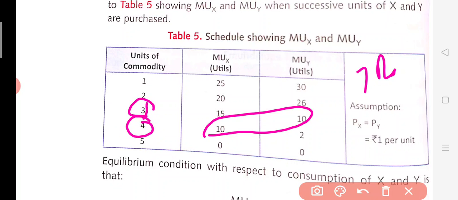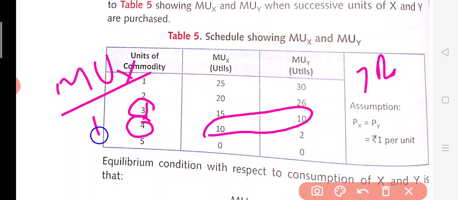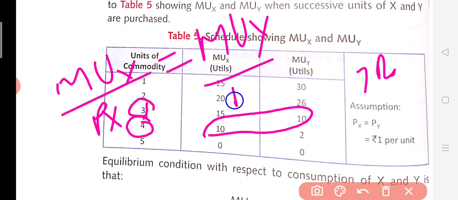What is the condition of this two commodity case? Here the condition will be MUX upon PX is equal to MUY upon PY. This is going to be the condition.